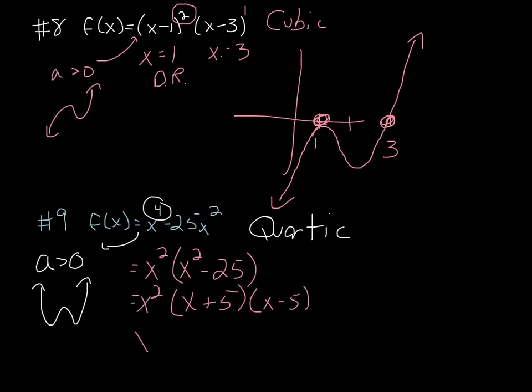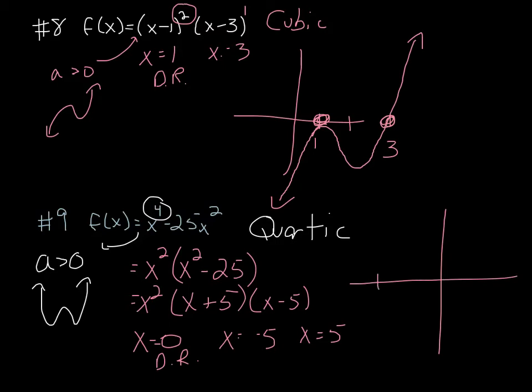All right, x could be 0. It is a double root because it occurs twice. x could be negative 5 or x could be positive 5. So here we go. Out here, negative 5, put a dot. Out here, positive 5, put a dot and put a dot at 0.